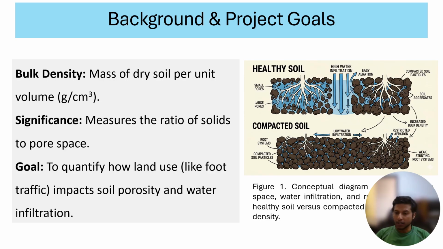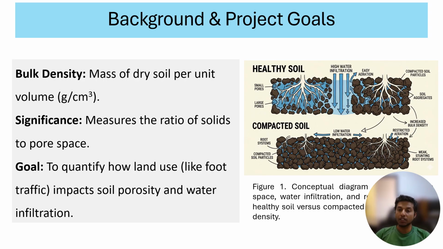Moving towards the presentation, at first we talk about the background and the project goals. Before we get into the field steps, why exactly do we care about bulk density? First we need to understand what bulk density is. Bulk density is the mass of oven dry soil per unit volume. It is a direct indicator of how tightly the soil particles are packed together.